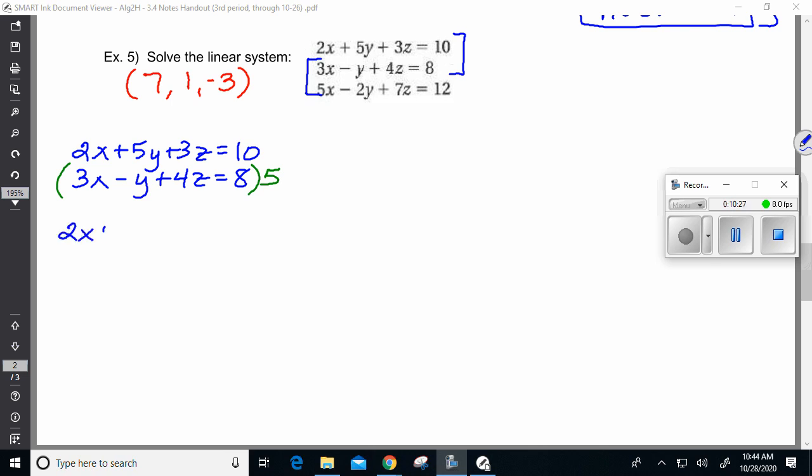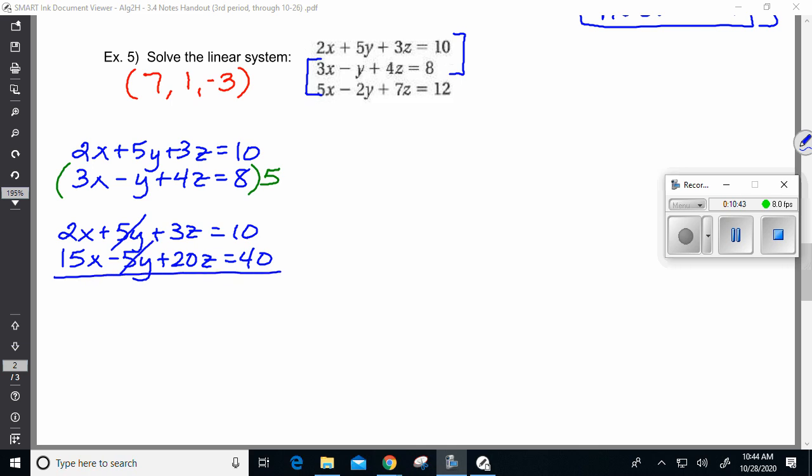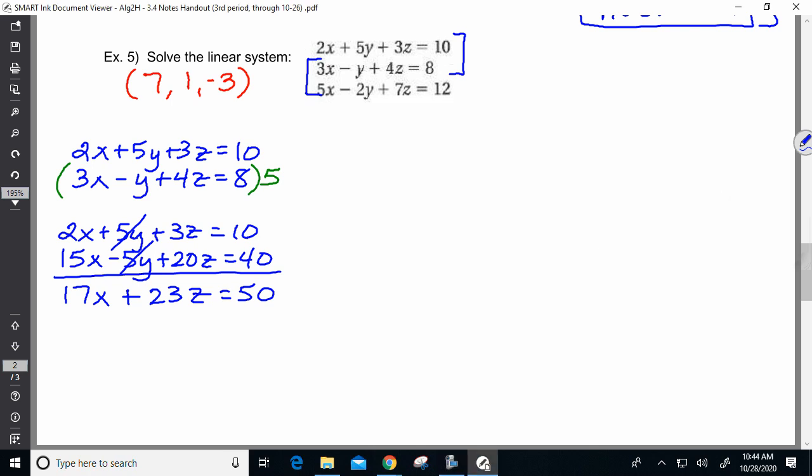So the first equation doesn't get touched. The other equation, 20z 40, the y's drop. 23z. So there's the first equation we're going to work with. Put that off to the side, deal with it later. Bottom two equations.